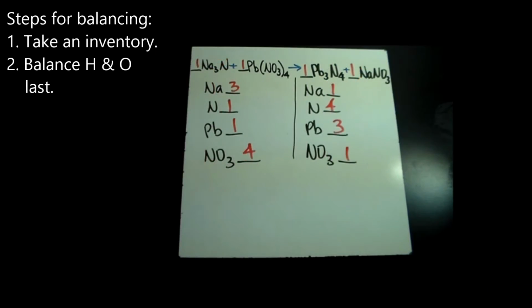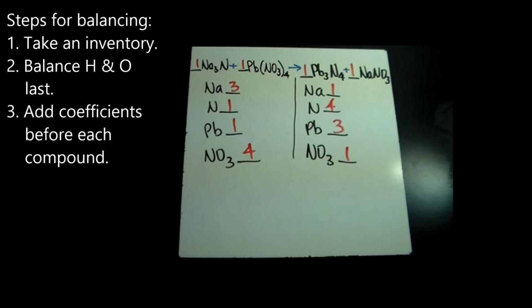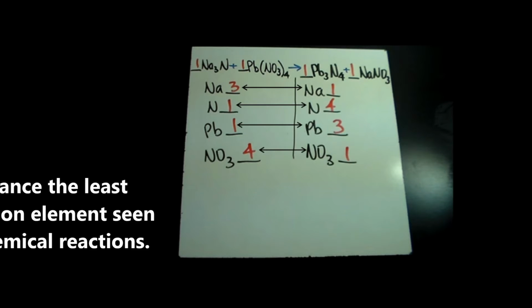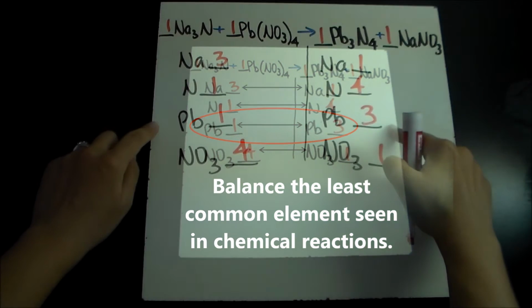Step 2 states to always balance hydrogen and oxygen last, but because there are no individual hydrogens or oxygens, since we're not counting the oxygen separate from nitrate in the inventory, we can skip this step. Step 3 says to add coefficients before each compound. Because all the elements are unbalanced, you can begin balancing any element of your choice. I often begin balancing the least common element seen. So in this case, I'm going to balance lead first.